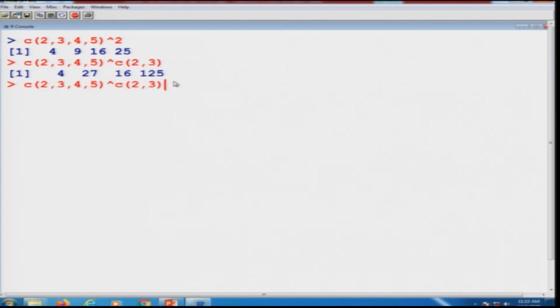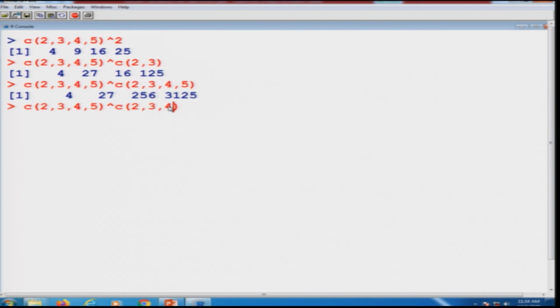And if you take the same number of elements in the two data vectors, this will become like this: in the first data vector we have elements 2, 3, 4, 5, and in the second data vector we have the elements 2, 3, 4, 5 once again. So, now if you operate it, this will be 2 square, 3 cube, 4 raised to the power of 4, and 5 raised to the power of 5. So, this is the outcome, right. All the power operations are getting distributed over the elements in the first data vector.